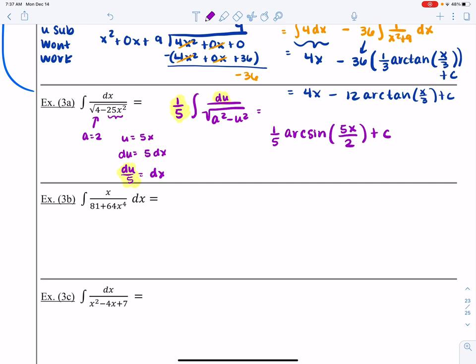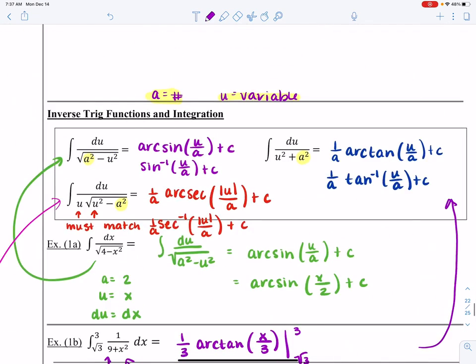Now, something that's interesting, and I hope you caught this, arc sine is the only one that doesn't start with a 1 over a. If you go back and look at your formulas, notice that arc tangent has a 1 over a, and arc secant has a 1 over a, but arc sine does not.